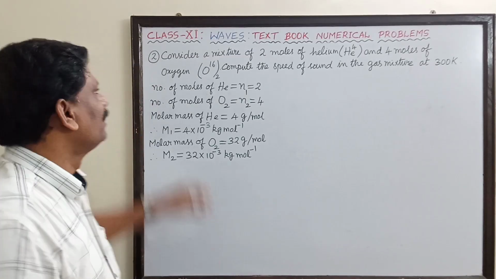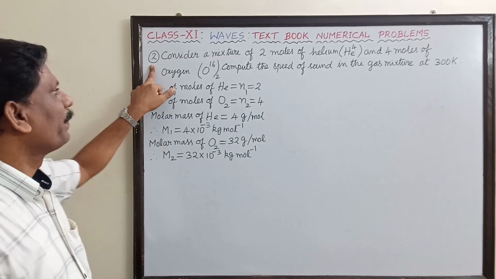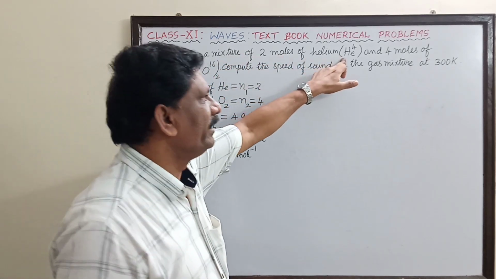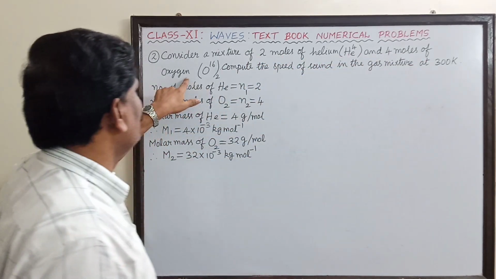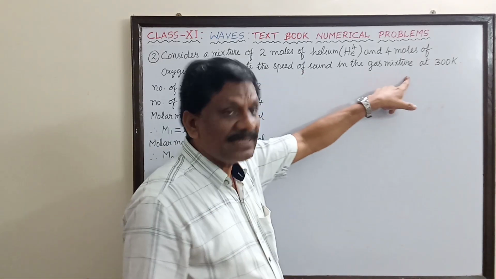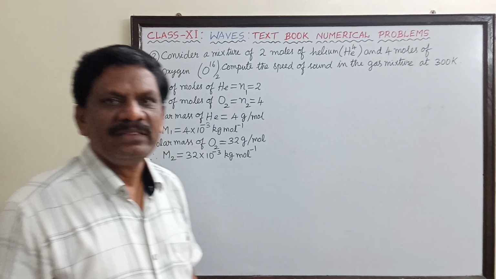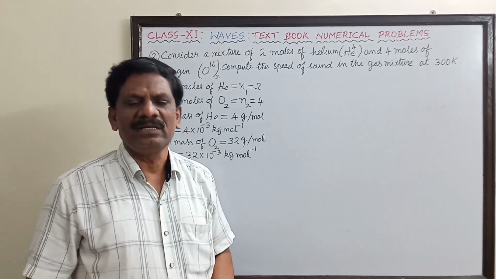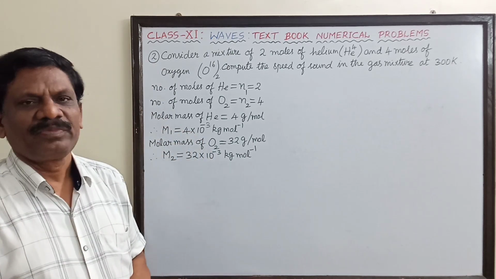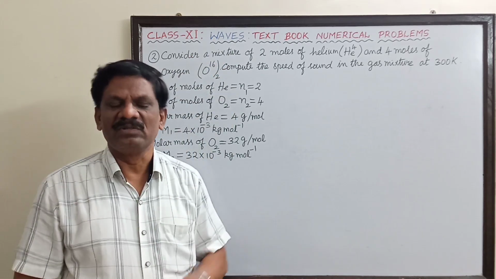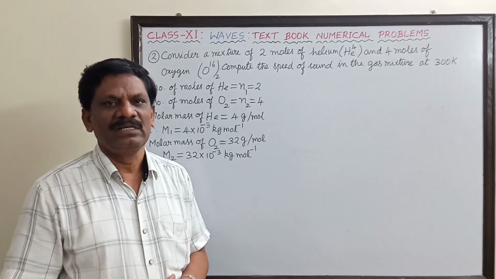Hi students, problem number 2. Consider a mixture of 2 moles of helium and 4 moles of oxygen. Compute the speed of sound in the gas mixture at a temperature of 300 Kelvin. The problem looks very small, but the solution needs some challenge. So this is a problem for challenging students.